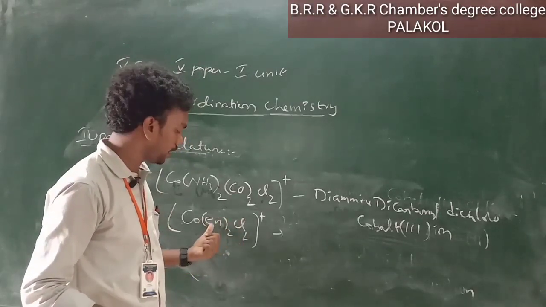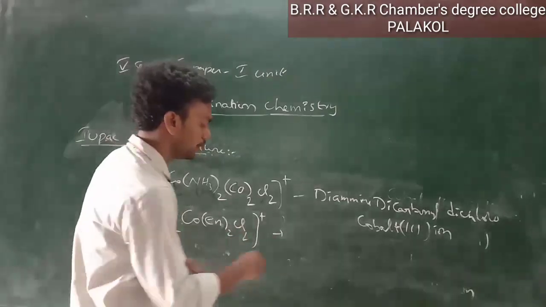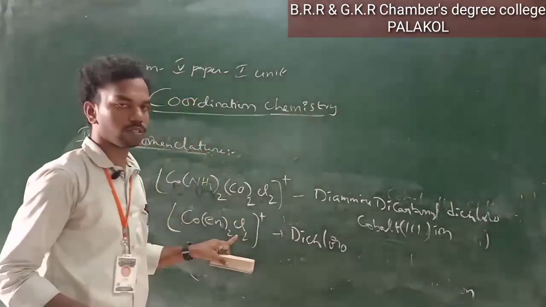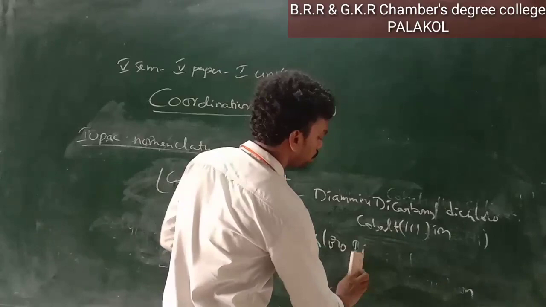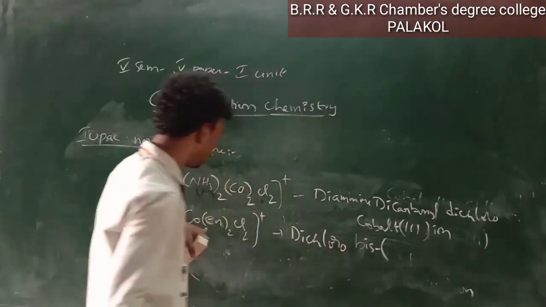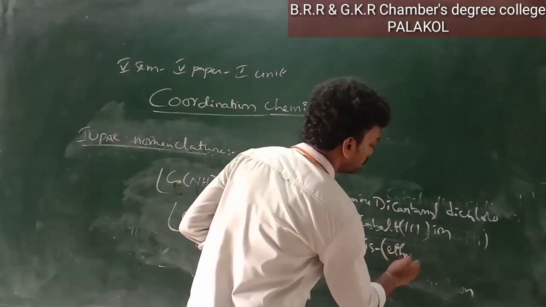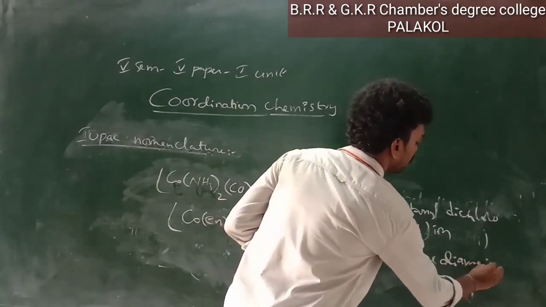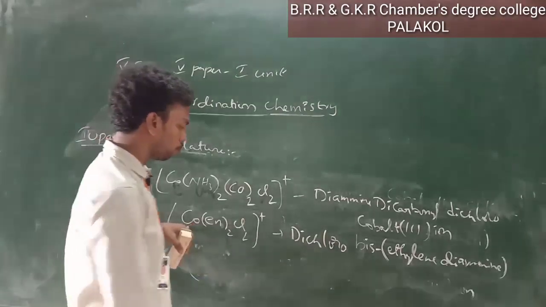So which one comes first? Ethylene diamine starts with E, chloro starts with C. So C comes first, so dichloro. So dichloro bis, and within the brackets write the name of this bidentate ligand, that is ethylene diamine. So dichloro bis(ethylene diamine) and cobalt.